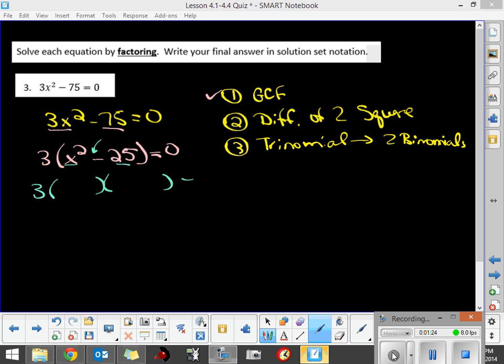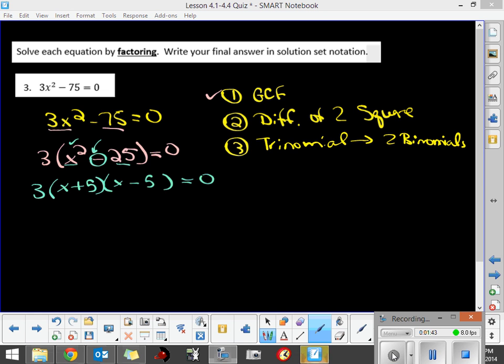The difference of 2 perfect squares factors into 2 binomials that are almost identical. It's just that the sign between them is different. So the factors of x squared are x times x. The signs have to be different because this is negative, so it's plus and minus. Factors of 25 that will give you a 0 are a negative 5 and a positive 5.